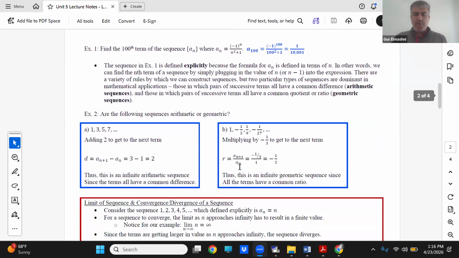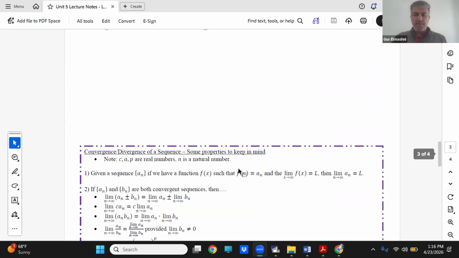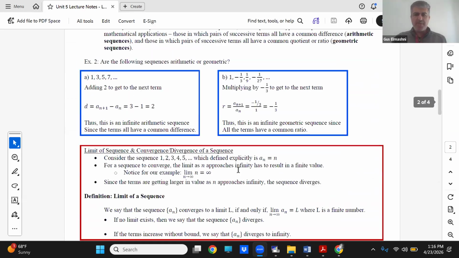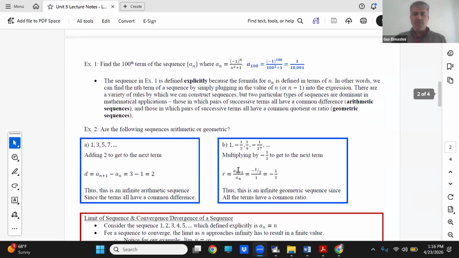All right, so example 1, for example. And some of these are already worked out, so they should go by pretty fast. Find the 100th term of the sequence. You guys should be pretty comfortable with that, right? Just plug in 100 and you're good. It's not that hard. Obviously, if you raise a negative number to an even exponent, it becomes positive, and the bottom becomes that.